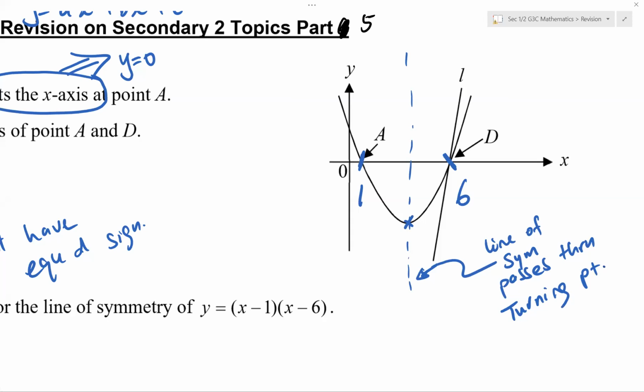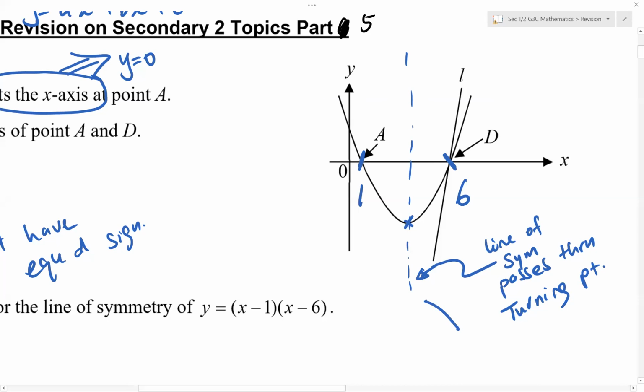To find that line of symmetry, we know that it is between 1 and 6. What is the number between 1 and 6? No need to do counting. Just find the average. Find the average of 1 and 6.